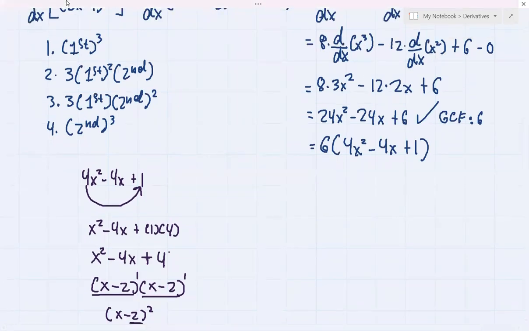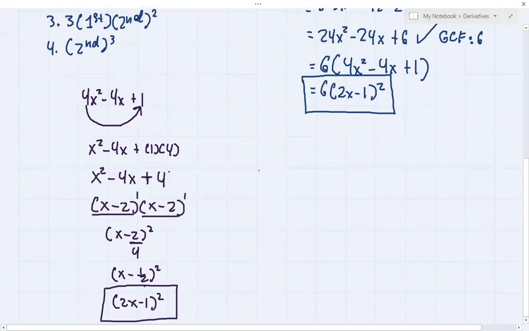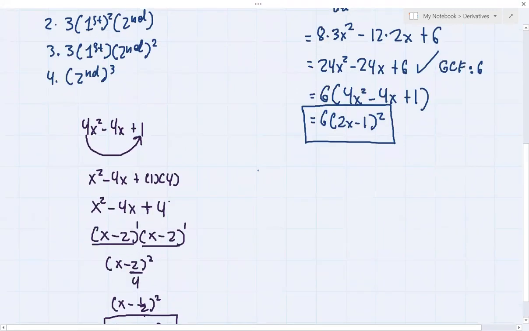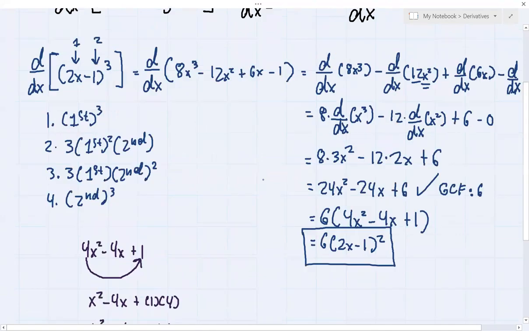Wait lang palitan ko lang ng pen color. So we have 6 times the square of 2x minus 1. So yun na yung sagot natin. This is the simplified form of our answer. That's it. Yun lang naman yung gagawin ninyo. Alright? Expand and simplify. Ayan. Yun lang guys. It's actually easy. Alright? Yun lang naman.